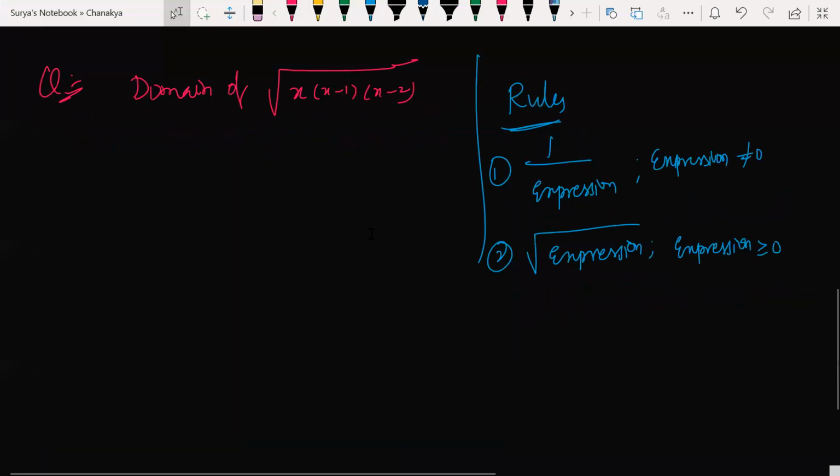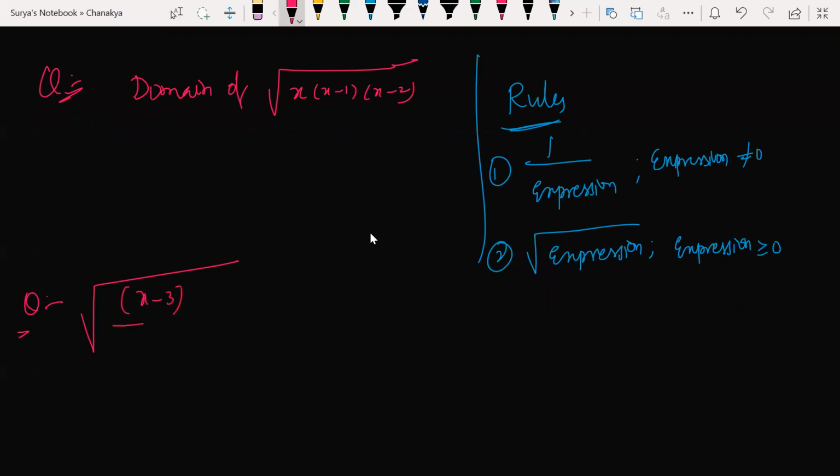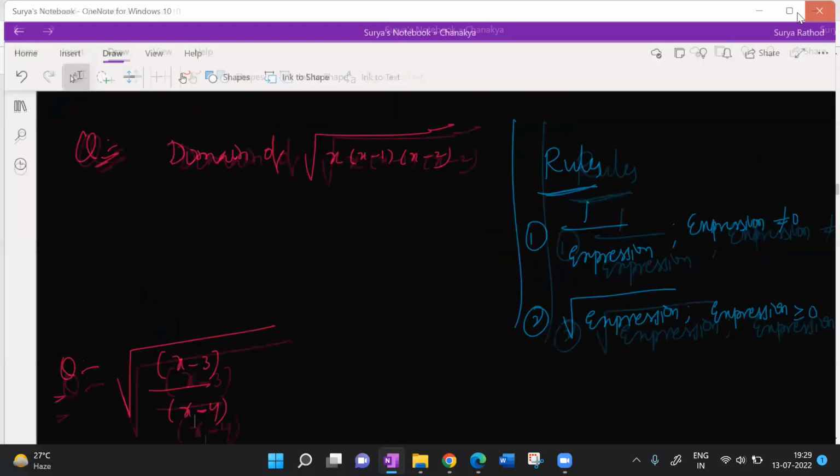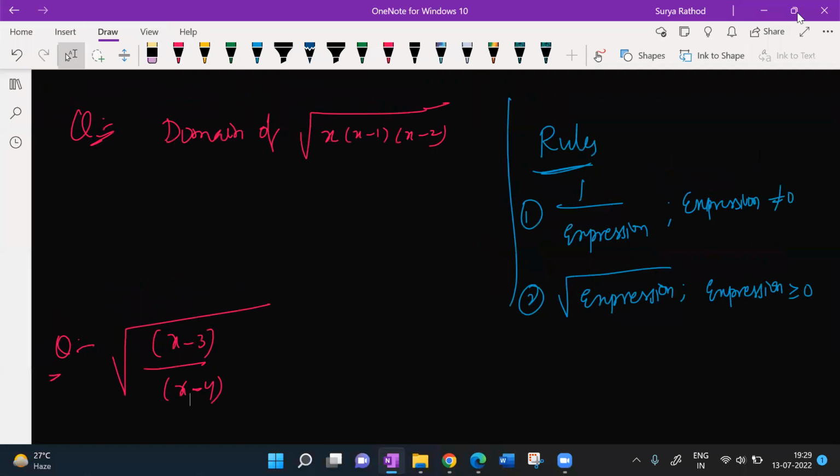Now it is a square root and inside is the expression I have given you. Solve this question quickly. I'll write one more question here, adding a few more questions in the list down. Everyone please solve this: square root of (x minus 3) by (x plus 4). Basic question, find the domain of this and this. Quick.